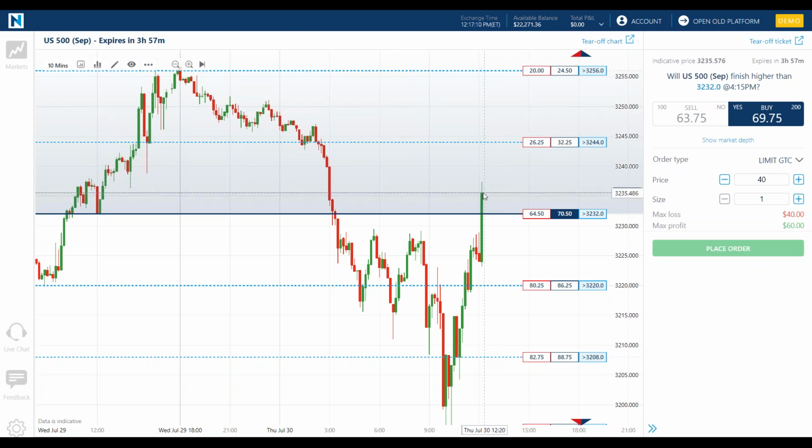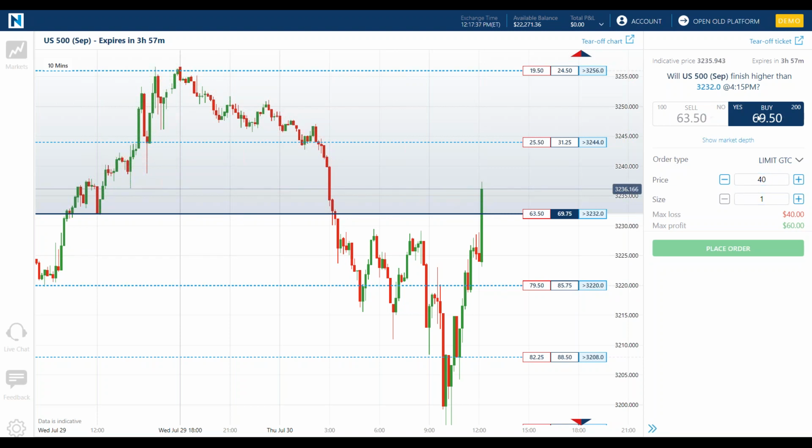Notice, look at this, as it starts to come down, the probability is starting to come down as well. Earlier, the probability for the 3244, which is higher, was around 15%. I don't know if you were paying attention. It's now around 30%. And the one that was down here, 3220, which was in the 60s, is now all the way up in the 80s. So this is how it works.